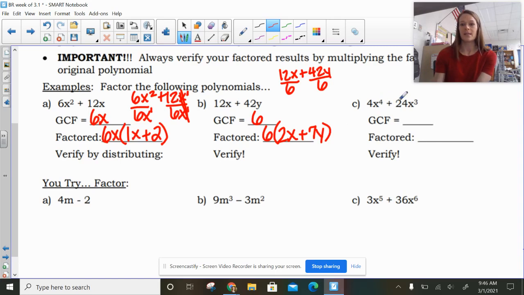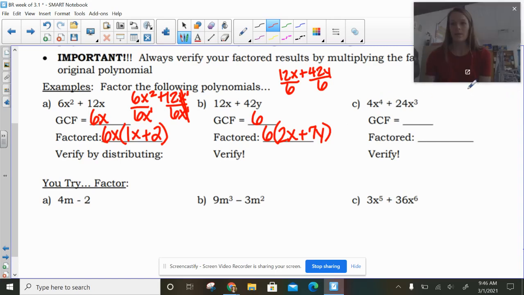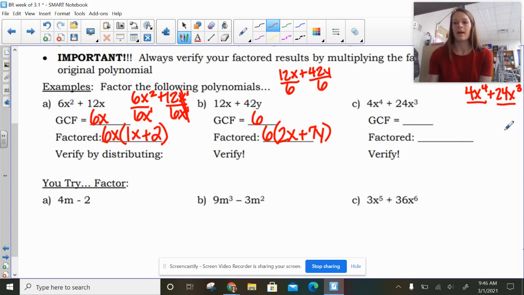And then this last one, you have 4x to the 4th plus 24x to the 3rd. I'm looking for what number I can divide both of these by, and that'll be a 4. Do they both have an x? Yes, they do. What's the lowest exponent? Which is a 3. So that will be your GCF, 4x to the 3rd. So that 4x to the 3rd comes here, and now I'm going to divide.